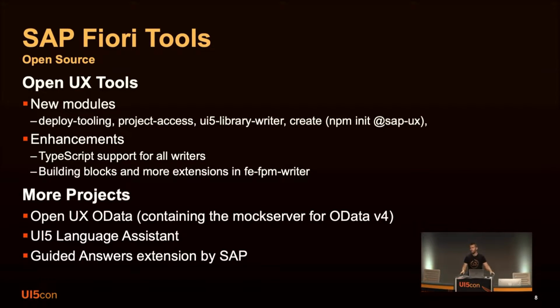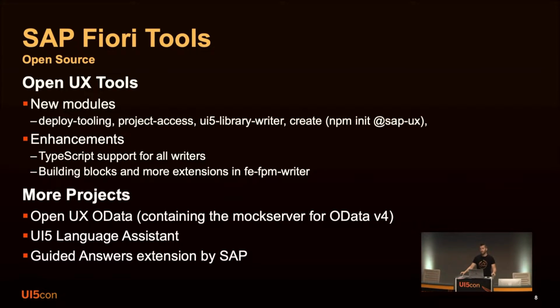So the deploy tooling is really nice, abstracting all this away, and it's of course integrated in the Fiori tools, but you can also use it separately. And it also allows you to deploy adaptation projects, by the way. And we have also project access, a low-level library, making life much easier. Based on internal demand, we also have a library writer, so you can now create a UI5 library project with these modules, TypeScript, JavaScript, whatever you prefer.